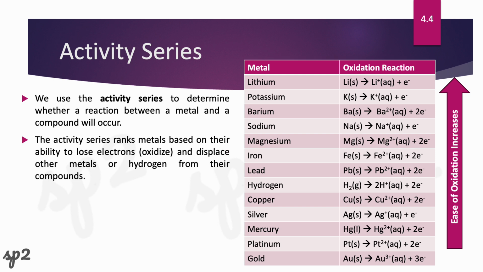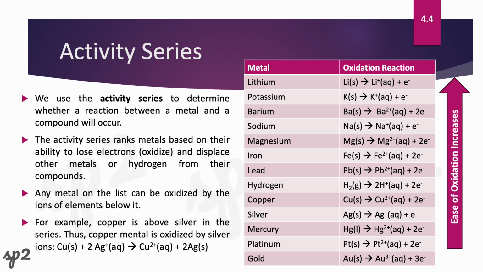Okay, and looking at this table, the activity series ranks the metals based on their ability to lose electrons or to oxidize, right, and displace the other metals or hydrogen from their compounds. Okay, now any metal on the list can be oxidized by the ions of the metals below it.